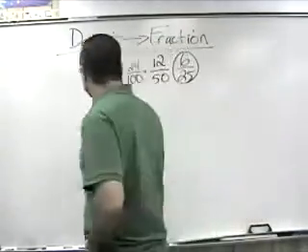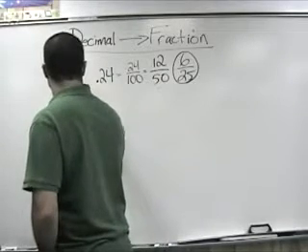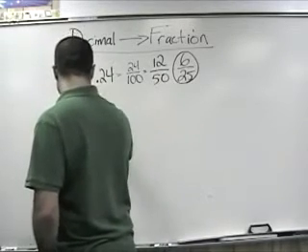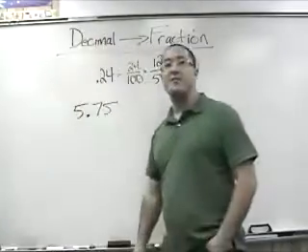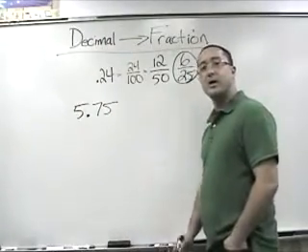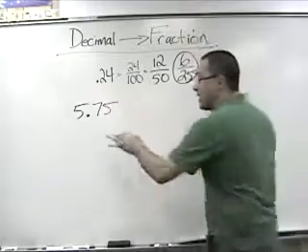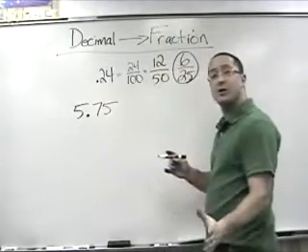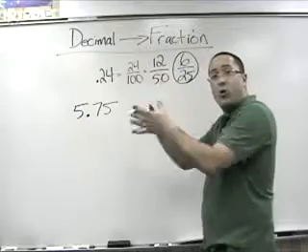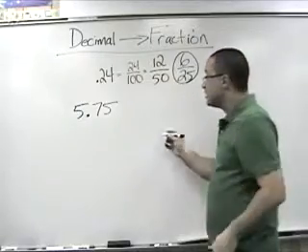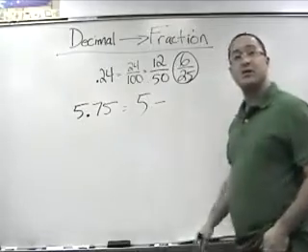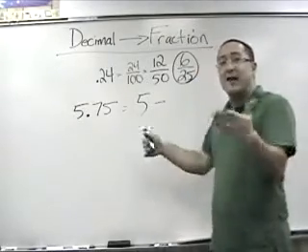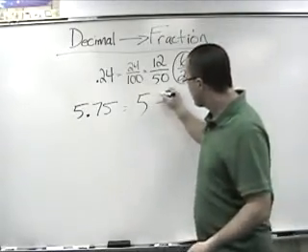What if it's a mixed number? What if it's a mixed number like 5.75? Okay? Well, same thing we did last time, right? What's 5? 5 is a whole number. So 5 is going to remain a whole number on our mixed fraction. So this is going to equal 5 and something over something. Well, 5 and 75 what? Hundredths.